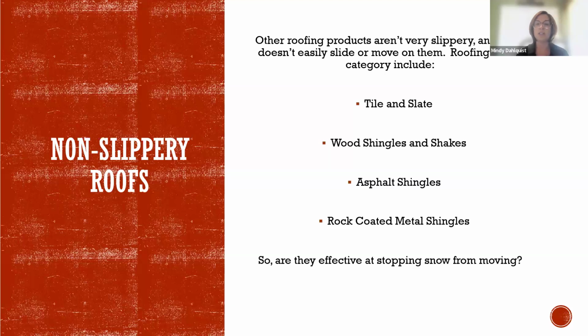So other roofing products are not as slippery, and snow just doesn't easily slide on them. It doesn't mean it doesn't slide on them, but it's just not as simple as something like a metal roof. Those would be tile and slate, but if you think about slate, slate is still very, very slippery with snow. Wood shingles and shakes, there's a little bit more abrasion there, a little bit more grip. Asphalt shingles, it's often thought that snow does not move on asphalt shingles, and that is something that gets proved wrong year after year. And then rock coated metal shingles.